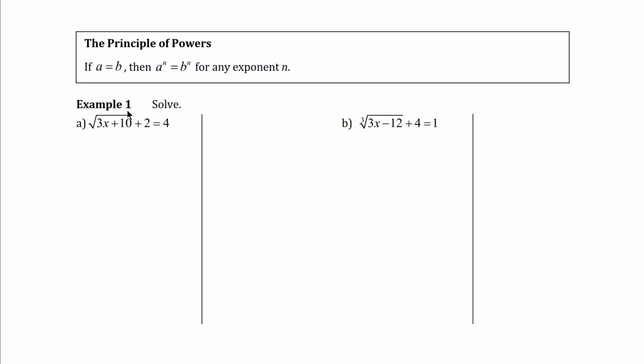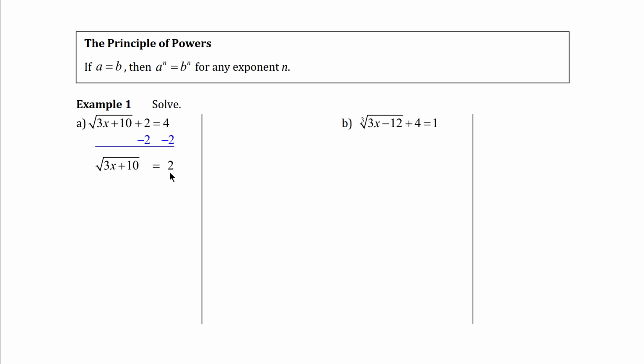In example number 1, solve. For part A, we have the square root of 3x plus 10 plus 2 equals 4. To solve a radical equation, we need to isolate the radical on one side of the equation. In this case, we need to get rid of the plus 2 by subtracting 2 from both sides of the equation. On the left-hand side, the plus 2 minus 2 will cancel out, and then we bring down the square root of 3x plus 10. On the right-hand side, 4 minus 2 is 2. So the result is the square root of 3x plus 10 equals 2.